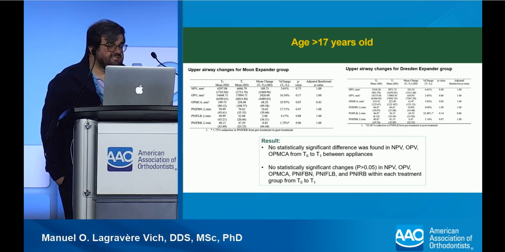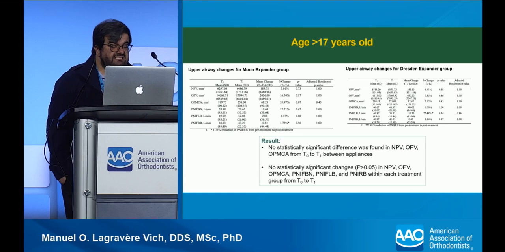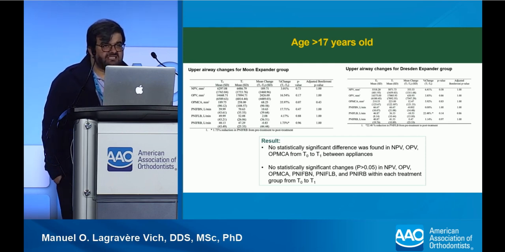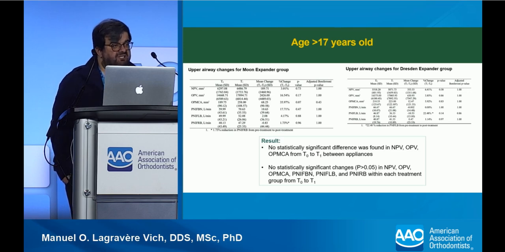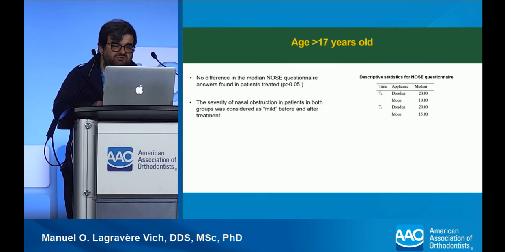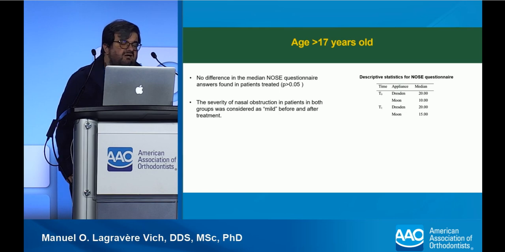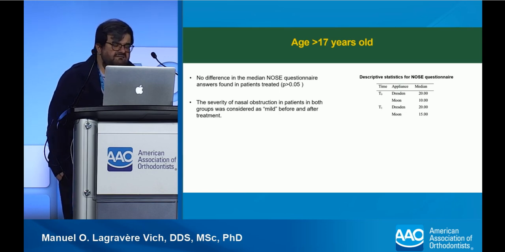So when we did the analysis, what did we see? We didn't see a statistically significant difference between the volumes found after expansion compared to initial, and we didn't find a significant difference or change in the force of breathing when patients breathe through the tube or not. When we did the nose questionnaire, there was no difference in the median nose questionnaire either. So the severity, but I have to make a note that these patients were considered mild before and after treatment, but they didn't feel an improvement in their breathing themselves.